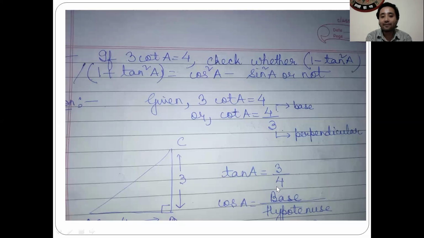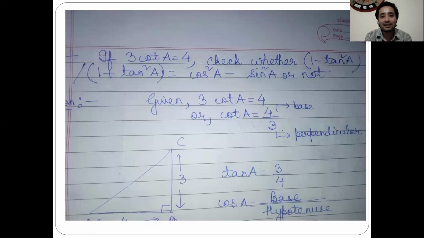So first, the left hand side, I know the value: 1 minus tan square A, divided by 1 plus tan square A. Tan A I have found, not a problem. Let me check the right hand side. What do I have on the right hand side? I have two parameters, cos and sine. So whenever I find cos or sine, how do I find them? How is cos defined? Base by hypotenuse. How is sine defined? Perpendicular by hypotenuse. So hypotenuse is missing here, because if you see in the figure, base and perpendicular are there. But what is not there? Hypotenuse.